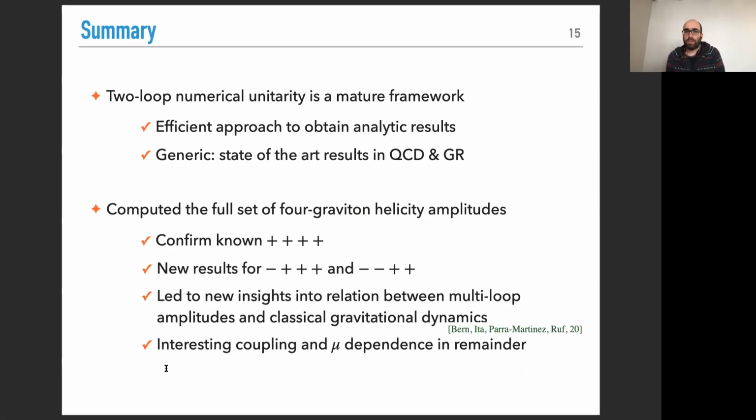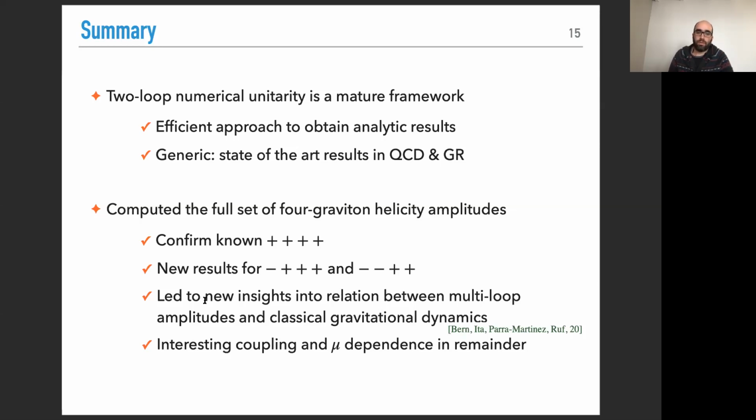So that brings me to my summary. I think we know that two-loop numerical unitarity is a very mature framework. It's a very efficient approach to obtaining analytic results, and it's generic. We were able to obtain state-of-the-art results in both QCD and gravity. We used it to compute a full set of four-graviton helicity amplitudes. We confirmed the known all-plus amplitudes, and we found new results for single minus and minus minus plus plus.